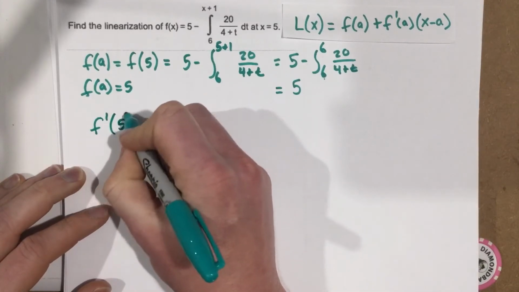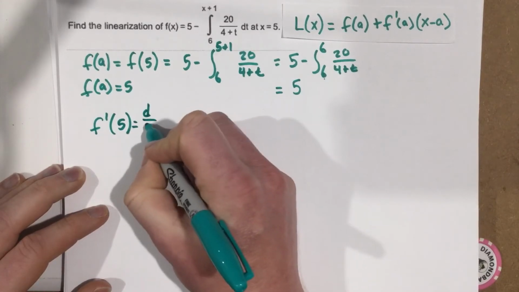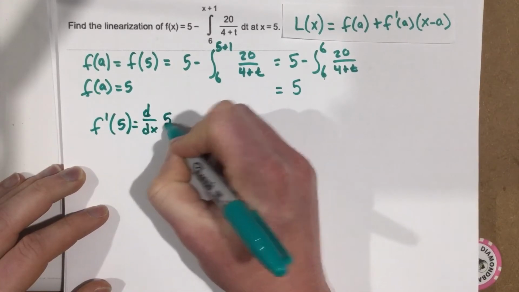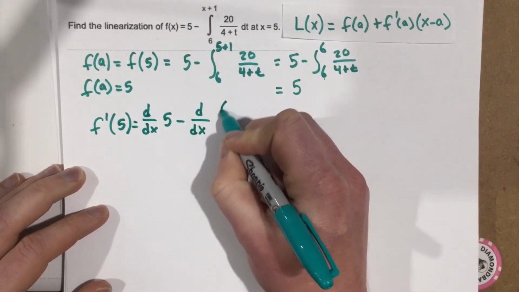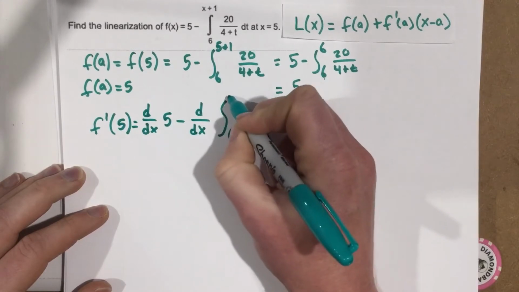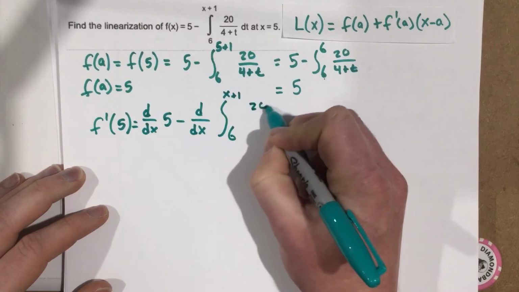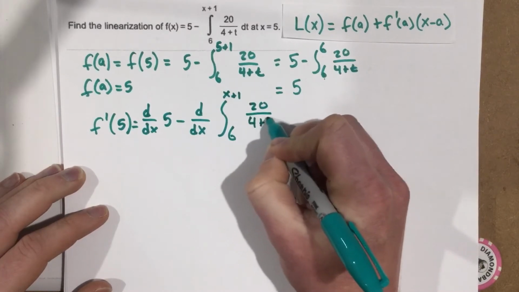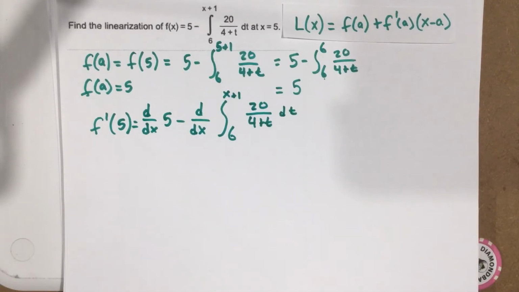So they're really asking you to find f prime of 5. We know that to be the derivative with respect to x of 5 minus the derivative with respect to x of the integral from 6 to x plus 1 of 20 over 4 plus t dt. Now, we're going to use the fundamental theorem of calculus, and they show you a short version in the example, but I'm going to do the long version that we've been using.